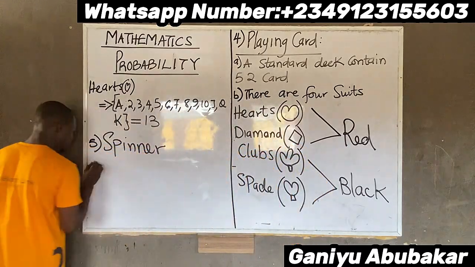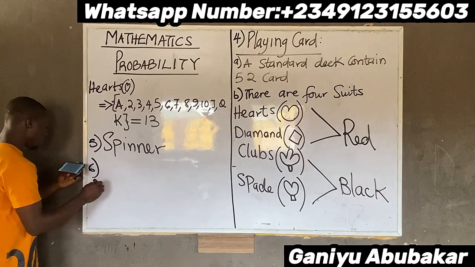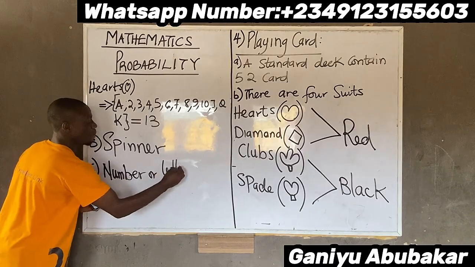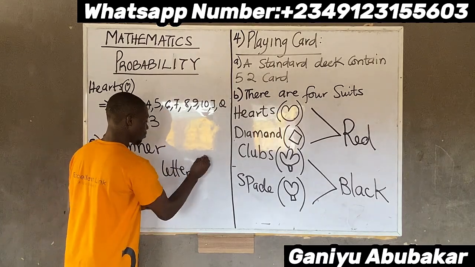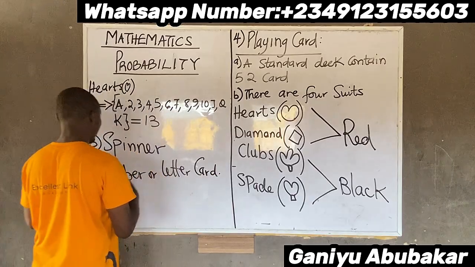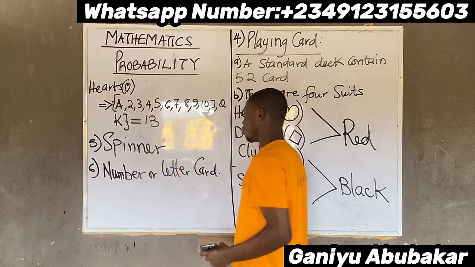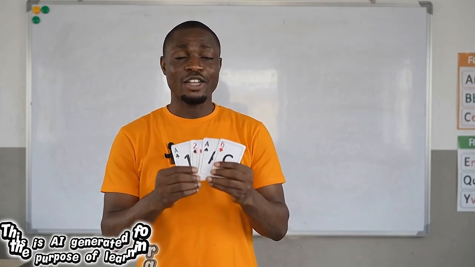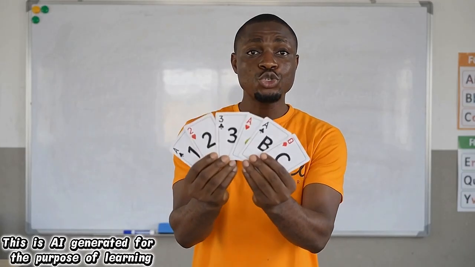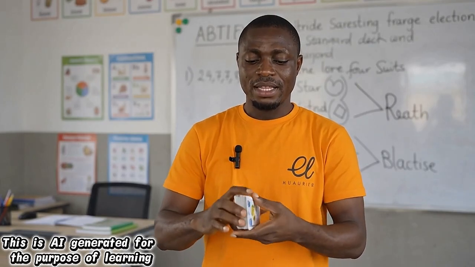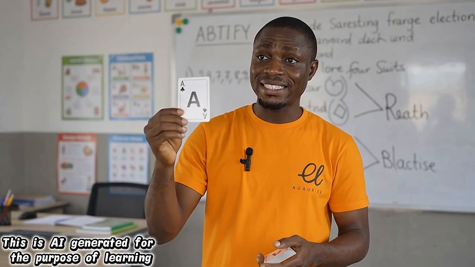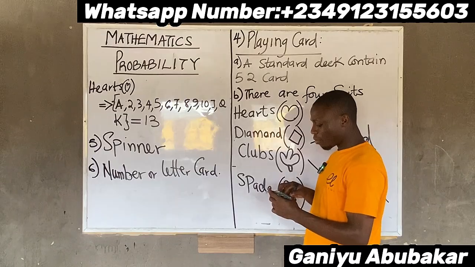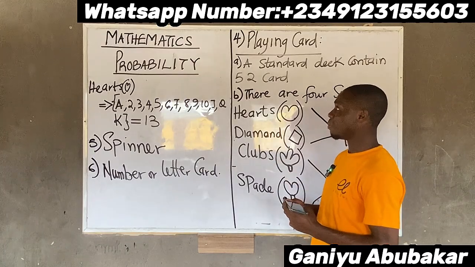Also, number 6, we have the number or letter card. This is also another object used in the study of probability. These are number and letter cards. If we choose one card at random, the number or letter on the selected card is the outcome. Right? So, having said this, we have done the basic introduction to probability.